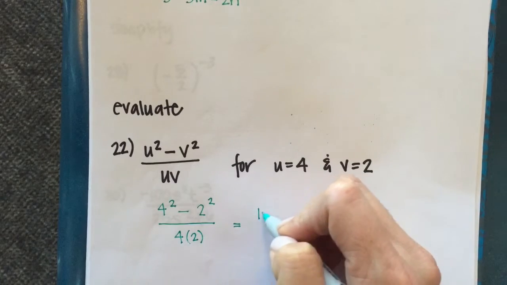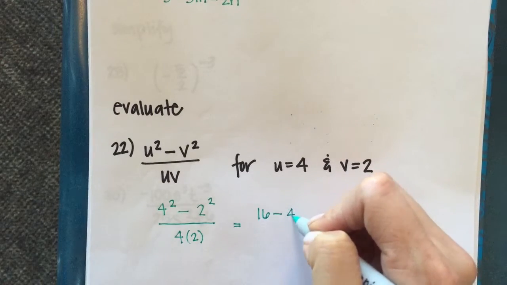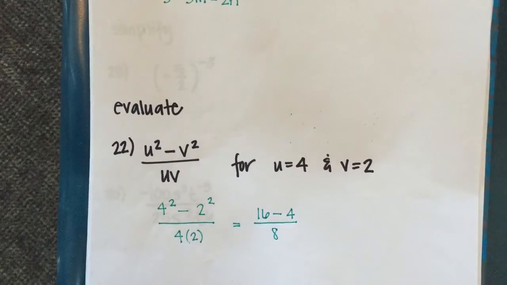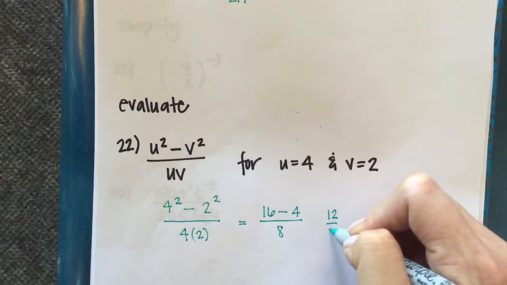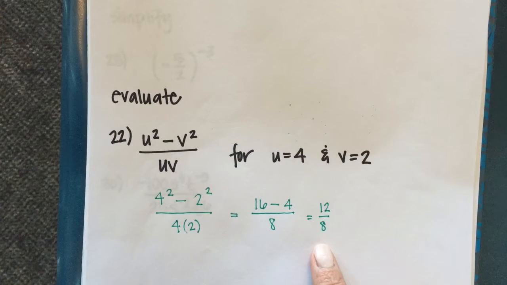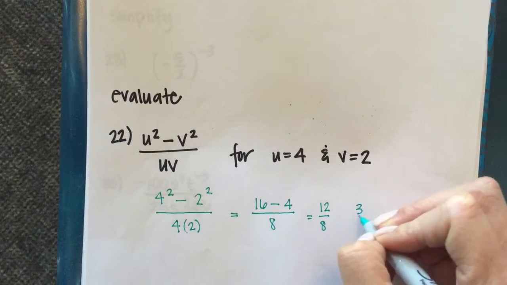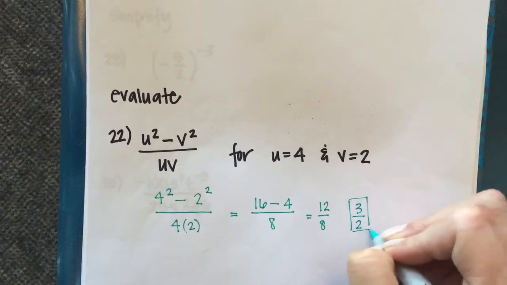So 4 squared is 16 minus 2 squared is 4 over 8. 16 minus 4 is 12. 12 over 8 is not going to be a whole number, but we can reduce it. 4 goes into both 12 and 8. So 12 divided by 4 is 3. And 8 divided by 4 is 2. So that reduces to 3/2.